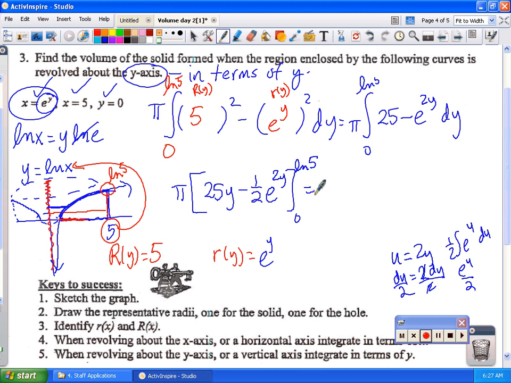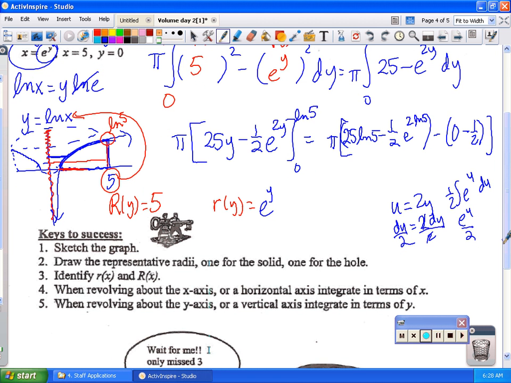And that would be pi, looks like I'm going to run out of room here. Let's see how much I can do here. Pi multiplied by, substituting ln of 5, so that would be 25 ln of 5 minus 1/2 e to ln of 5 minus, substituting in 0, 25 times 0 is 0, and e to the 0 is 1, and 1 times 1/2 is 1/2. I'll try to finish this problem up, space permitting, get rid of some of this stuff down here.